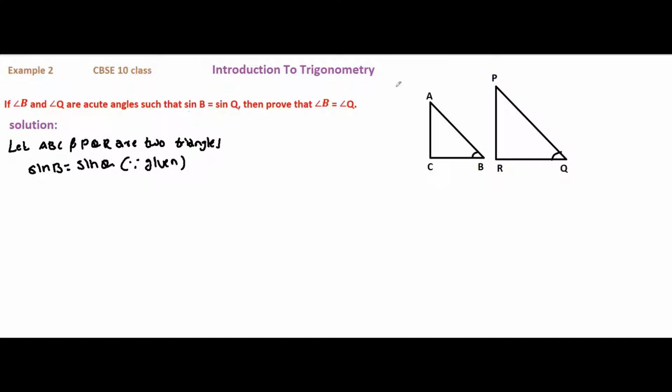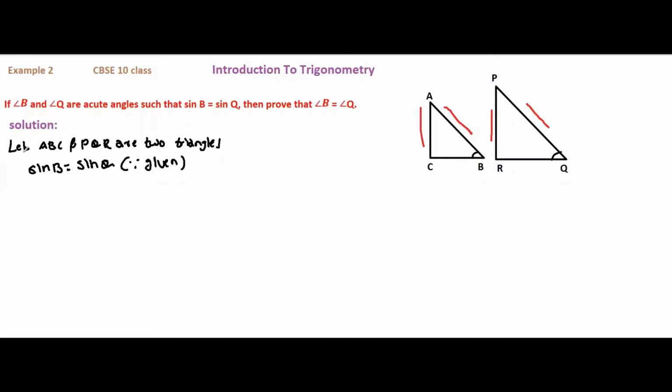Here we can see the opposite side is AC, and AB is the hypotenuse. So sin B equals AC by AB. Here also the same: the opposite side is PR, and PQ is the hypotenuse. So write that. First we have to write sin B.